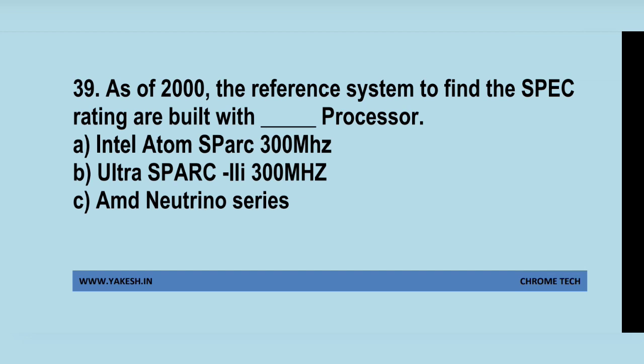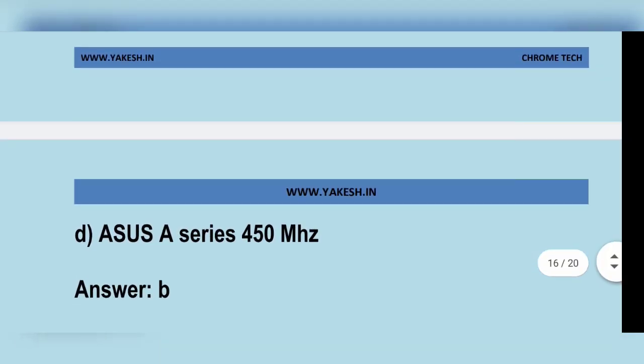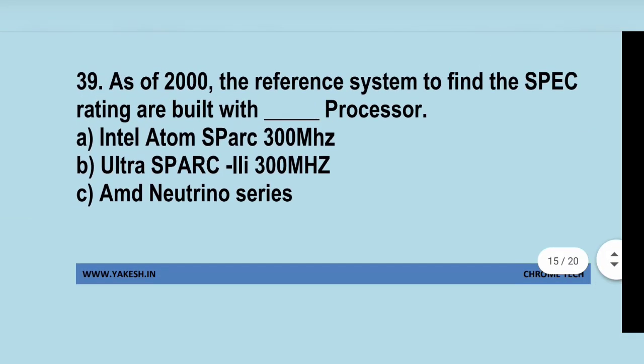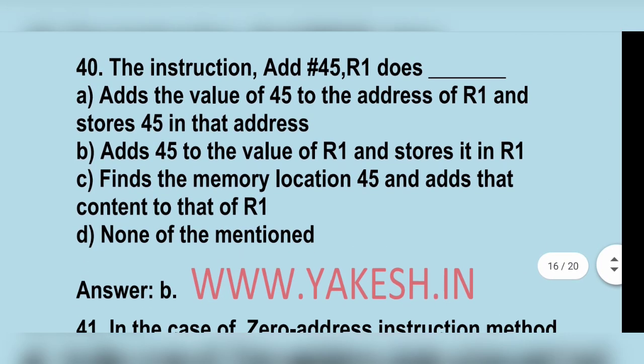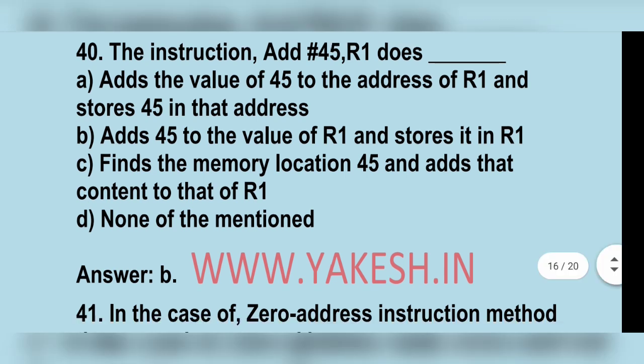As of 2000, the reference system used to find the SPEC rating is built with which processor? Option B, Ultra SPARC 300 MHz. Option B is the correct answer. The instruction add 45 to the value of R1 and store it in R1. Option B is the correct answer.